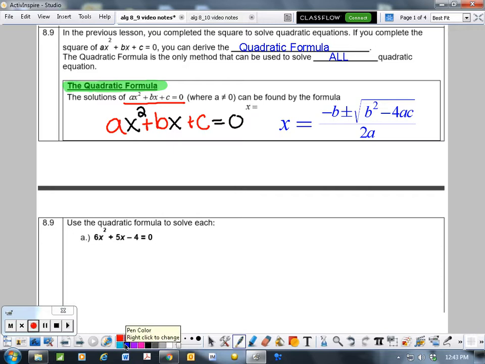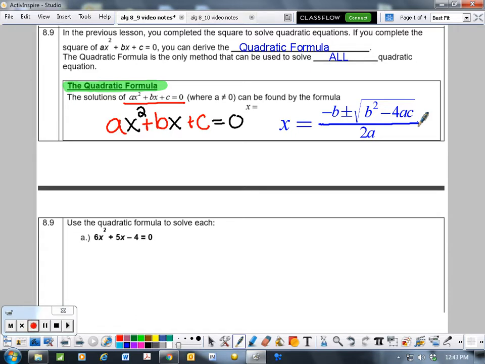And a lot of people do well when you attach things to music. So we have Pop Goes the Weasel. And the quadratic formula is x equals negative b plus or minus the square root of b squared minus 4ac, all over 2a. And so just using something like that really helps it when you're trying to memorize.